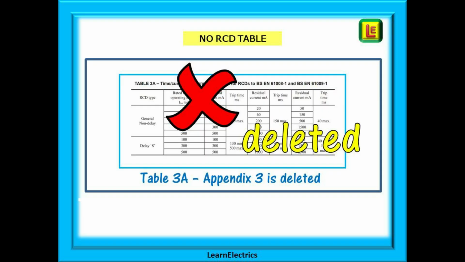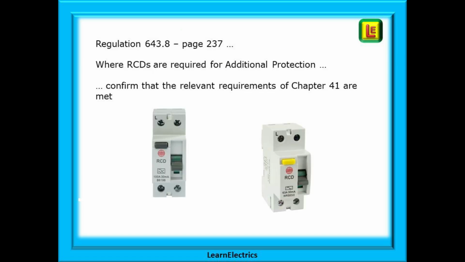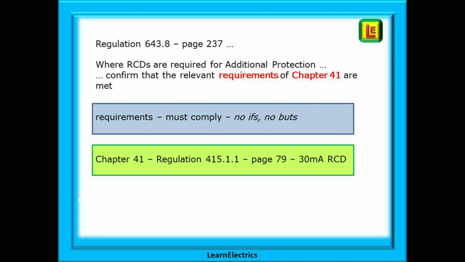process. The big change is that Table 3A in the old Blue Book, the RCD performance data, has been deleted. Regulation 643.8 on page 237 tells us that where RCDs are required for additional protection, then we should confirm that the relevant requirements of Chapter 41 are met. In this case, requirements means that they must comply. The device must meet the numbers, no ifs, no buts.